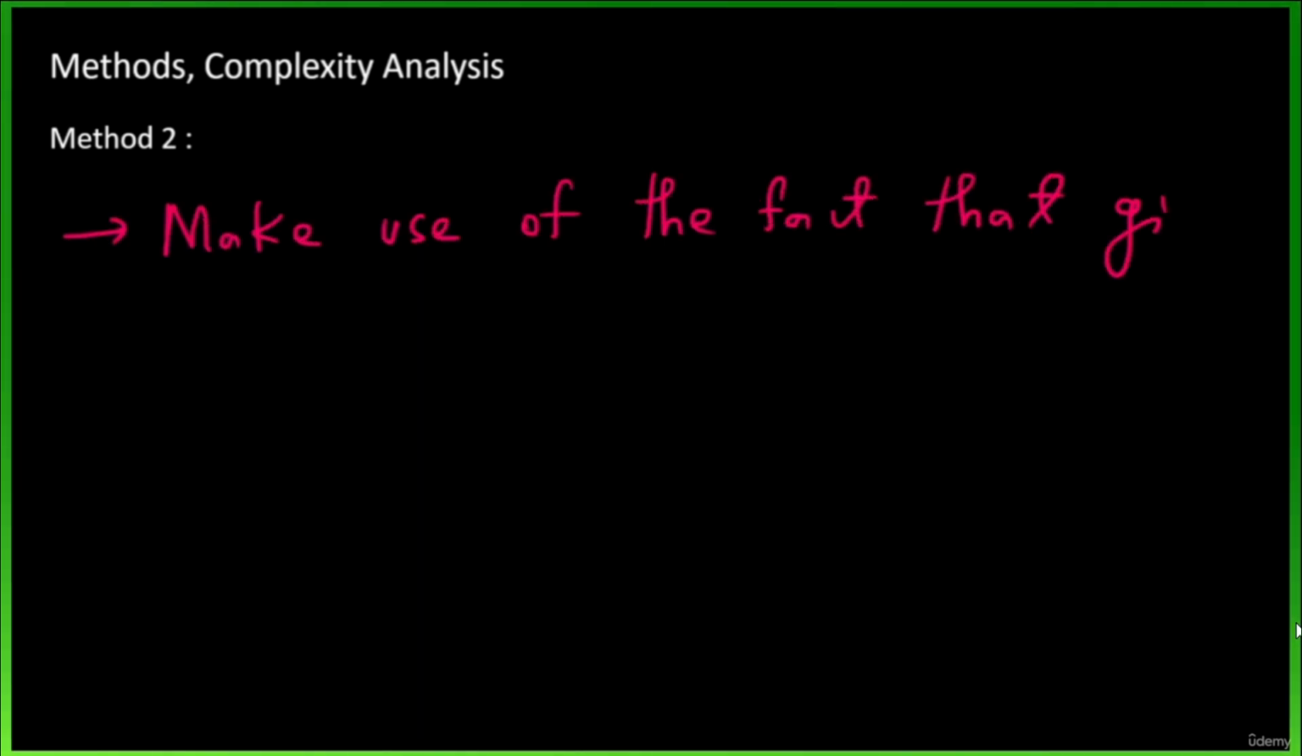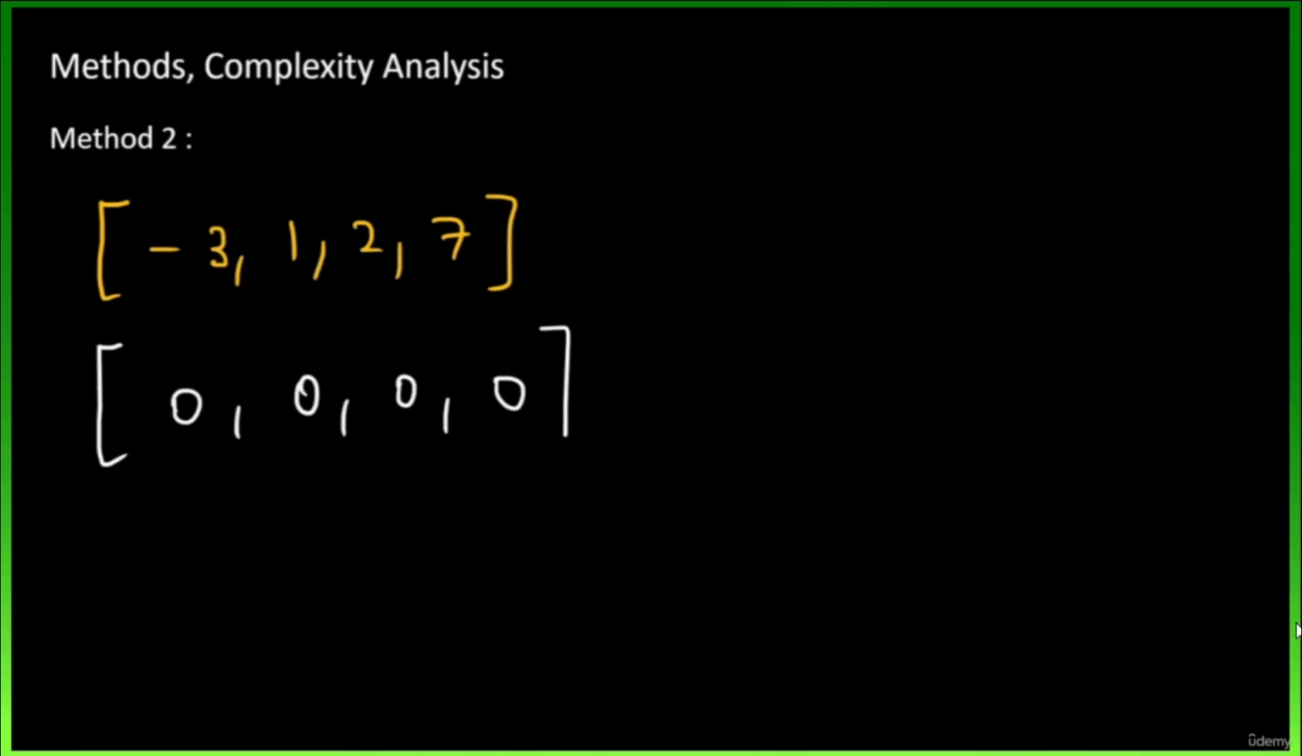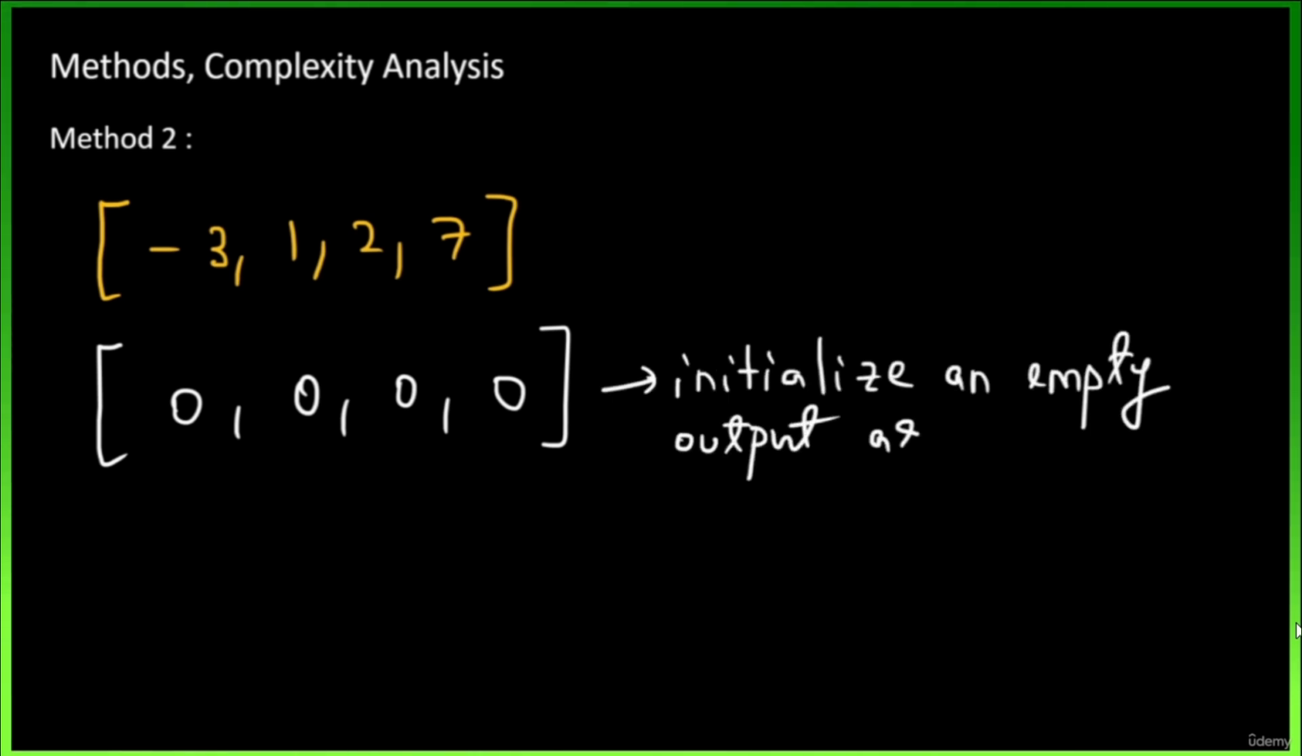Alright, so we're going to try to make use of the fact that the given array is sorted in ascending order. So let's look at it now. Now again, we have an example -3, 1, 2 and 7. Now first let's make a new array and initialize all of the indices of the new array to 0 and let the length of the new array be the same as the length of the initially given array. Alright, so we have done that now.